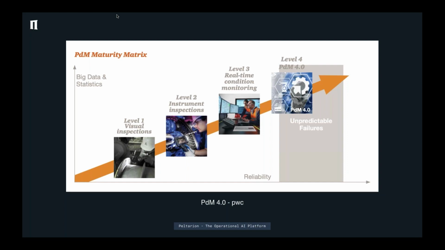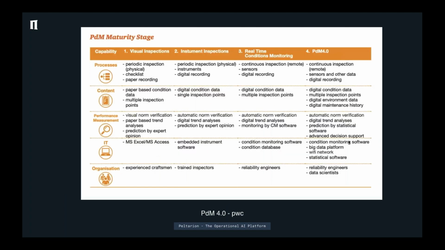PwC recently released a report where they talk about different levels of predictive maintenance maturity, from visual inspections via instrument inspections, real-time condition monitoring, to what they call level 4, which is characterized more by continuous remote inspection, statistical decision support, and data scientists being involved next to the reliability engineers that you usually have.